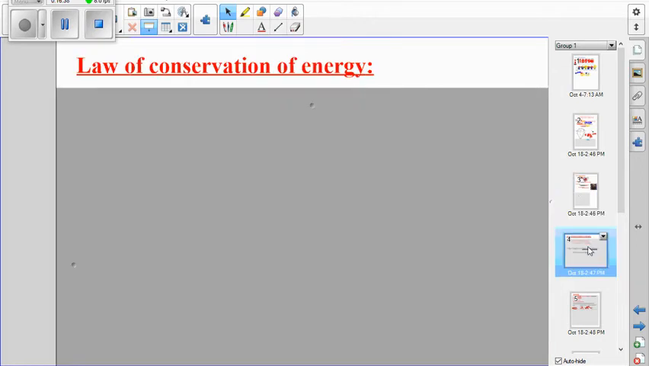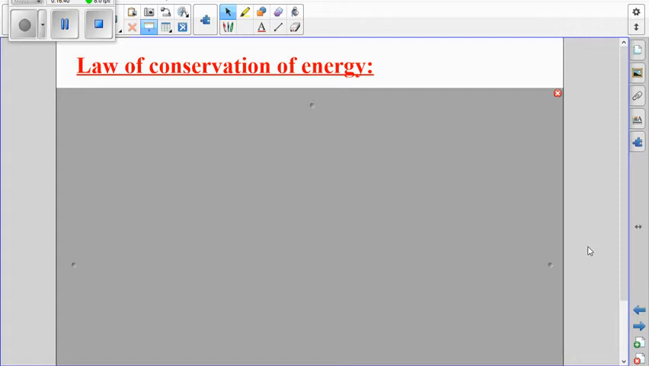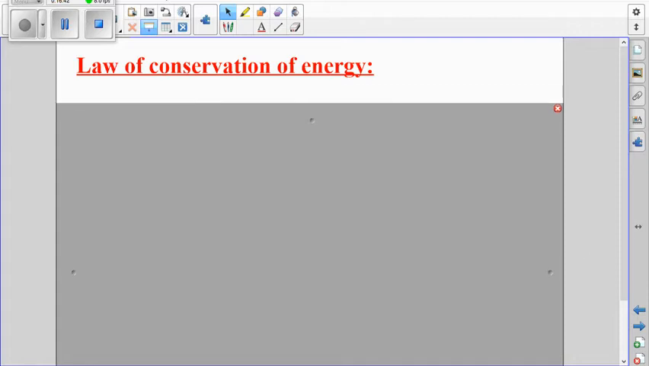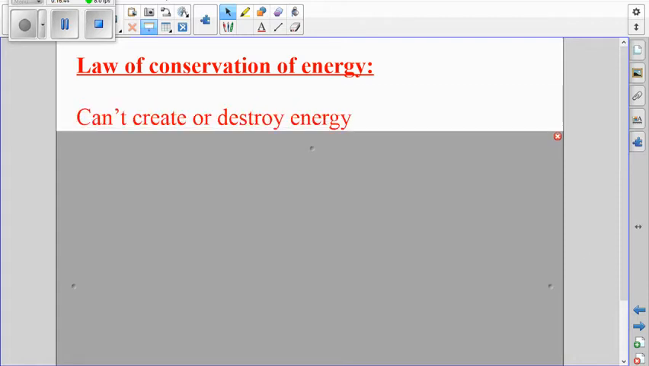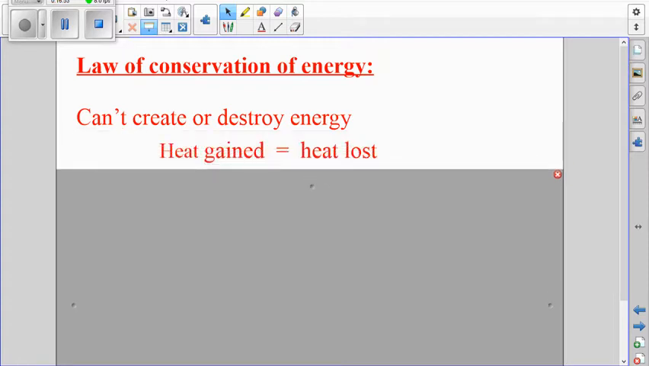Let's go, baby. Talk about the law of conservation of energy. You can't create or destroy energy. Not possible. Can't be done. Can't be done. And that is why the heat gained of something is equal to the exact same number as the heat lost by something else. If something heated up, something lost that exact same amount of heat elsewhere.